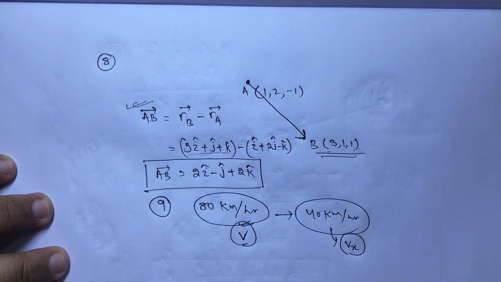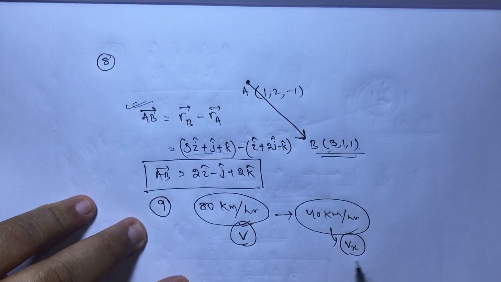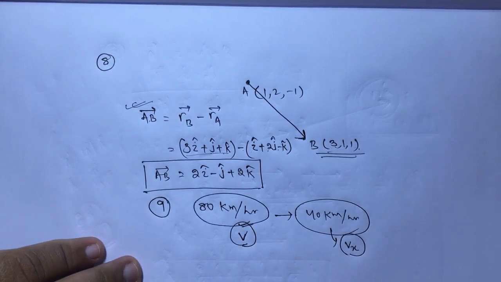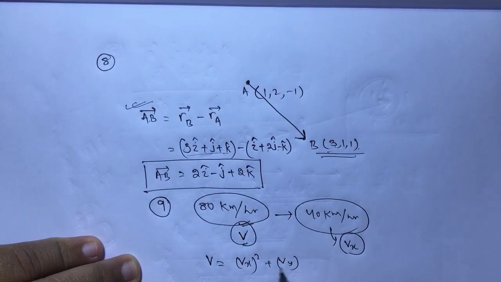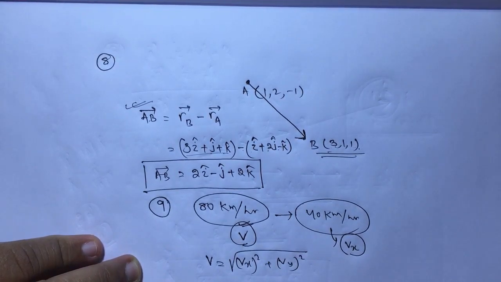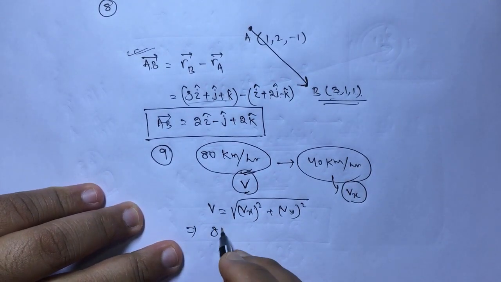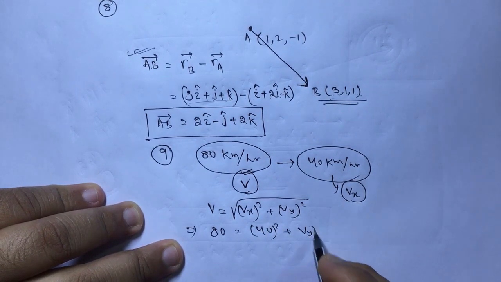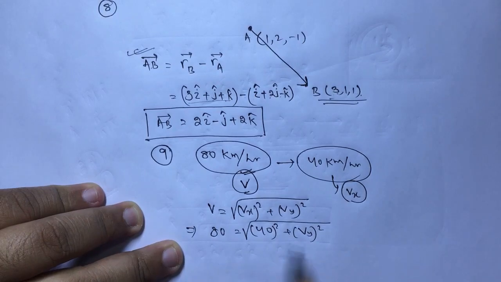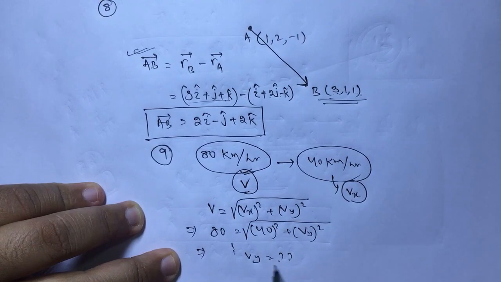So let us write it as vx. One component of this total is vx vector's magnitude. So v is given, vx is given. What is the value of vy? Use this formula: v will be equal to the square root of vx square plus vy square. This is the general formula of a vector. Now use these values: 80 equal to the square root of 40 square plus vy square. Then square on both sides and find the value of vy.